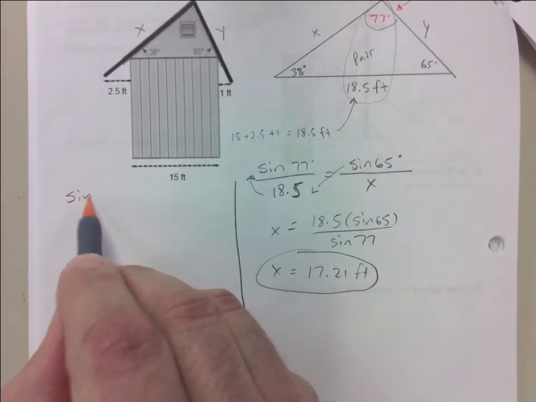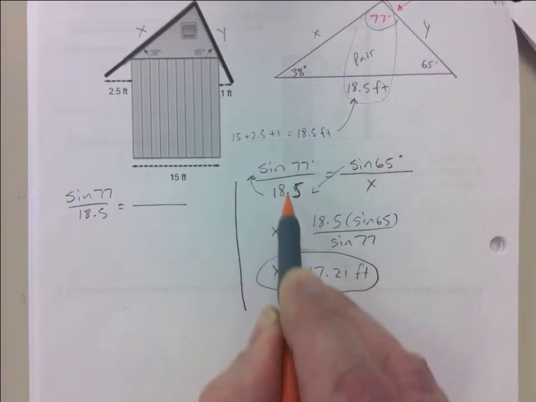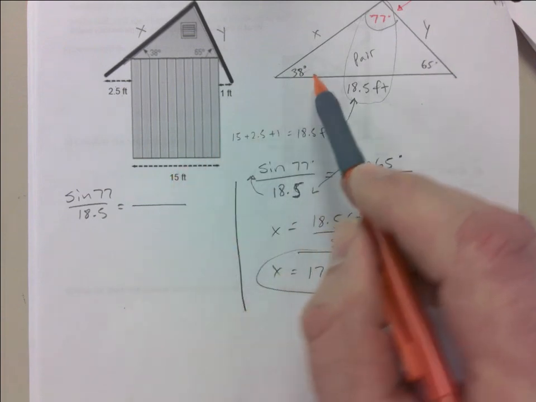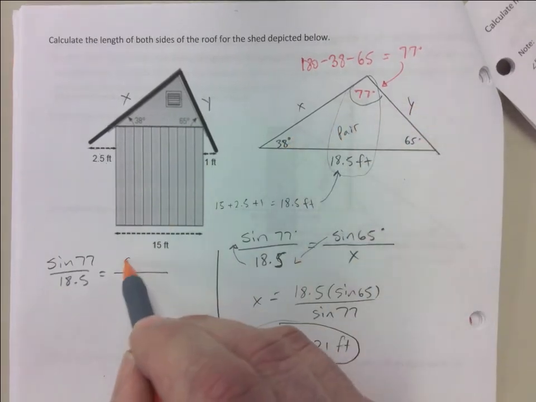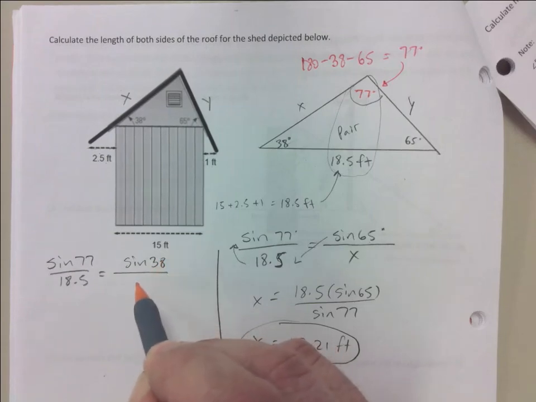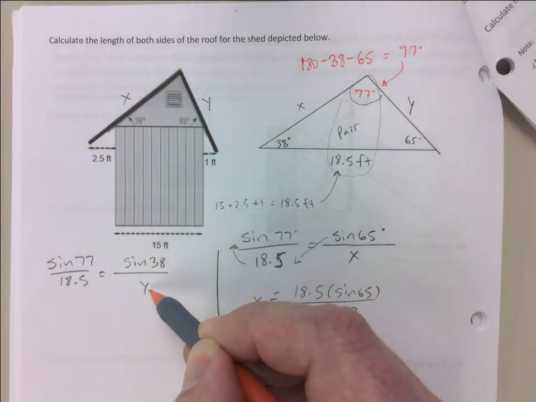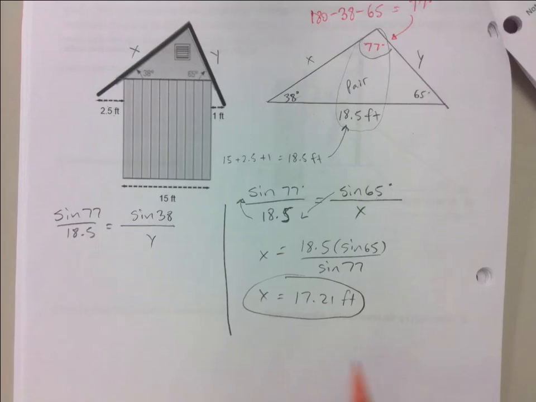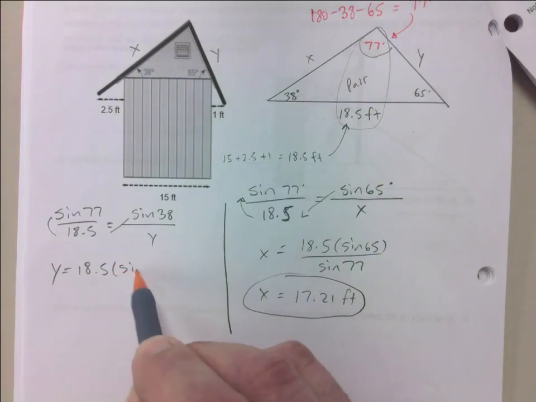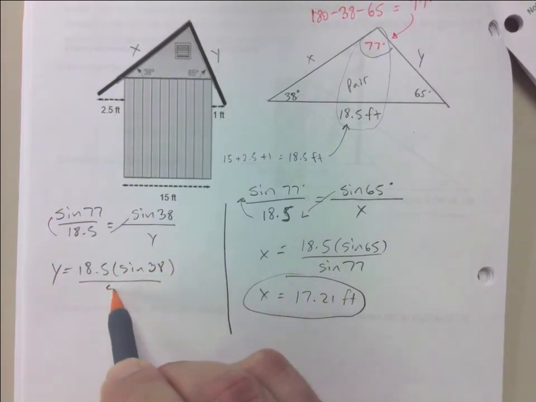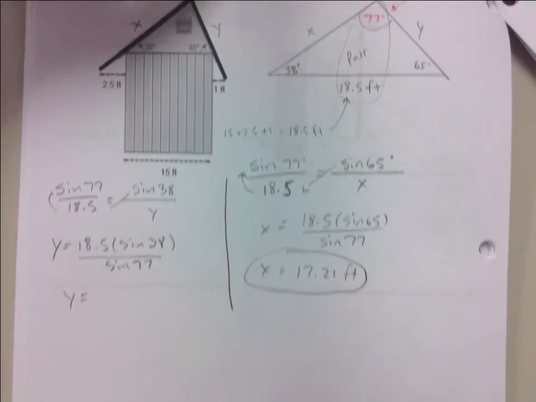You do the same thing again. Okay, use the pair. You already know the pair. Now we're going to use the 38. Let me just bring this down. 38 is across Y. Okay. It always works in pairs, except for, in this case, this pair, you don't know the side across from 38. So you're going to find that out. Cross multiply and divide. Sine of 77. And Y is 11.69.